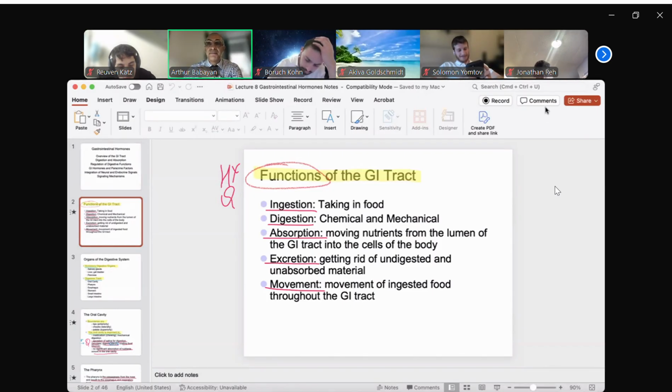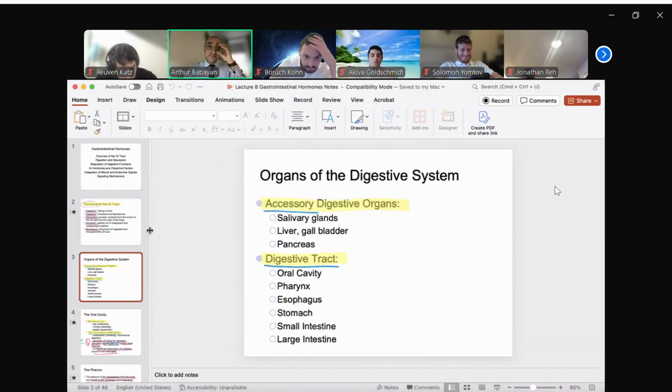that will be ingestion, digestion, absorption, excretion, and movement. This is from the biology class, Bio 102 class, from the A&P class.